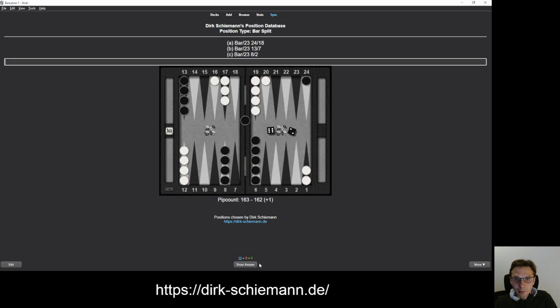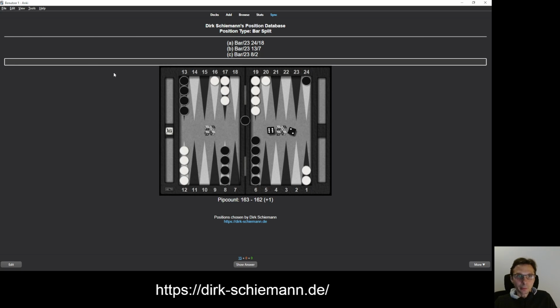Now let's look at what I call the sister position. Almost identical, but with one small but significant difference. Now white's blot is on the 5 point and not on the 3 point. So again, you enter with the 2, but now you can envision white making the 9, making the 5 point, and building a strong prime quickly. So here you have to be more active. You cannot sit there with your back checkers. So very similar position but different solution.